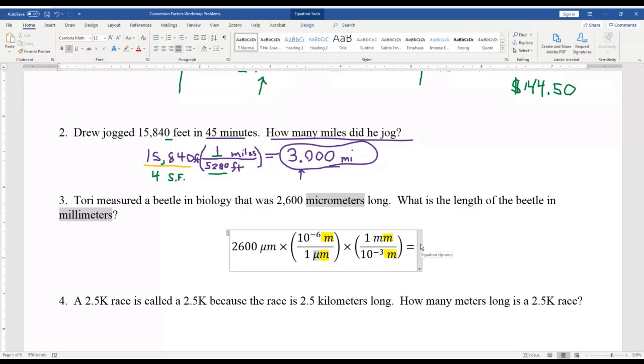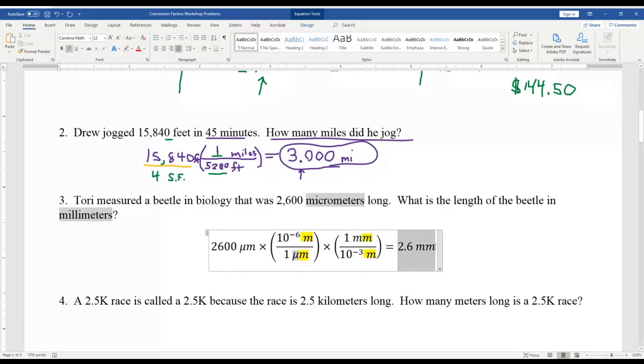So I multiply everything on top and divide by everything on the bottom, and you should get 2.6 millimeters. A pretty small beetle. Cool. Any questions? Does that make sense? Yes. All right.